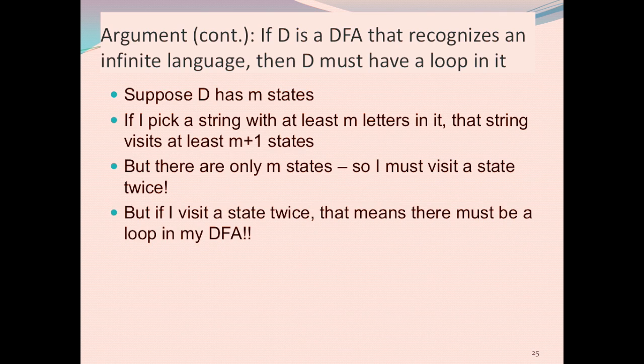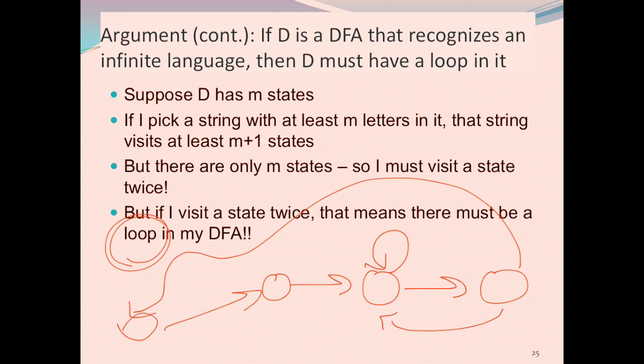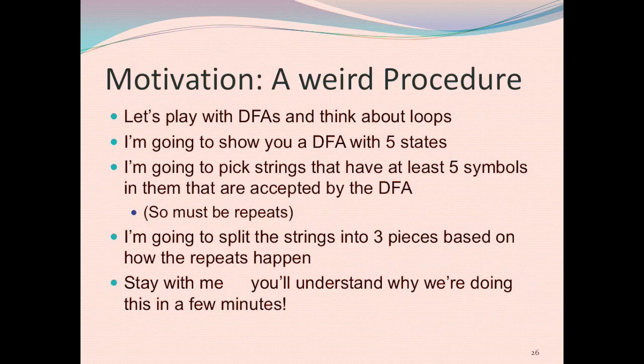But if I visit a state twice, the only way I can do that is if there's some loop in my DFA, right? I mean, the loop might be a loop that's on its own, that takes me back to the same state I was in. It might be a loop that takes me back. It might be a loop that takes me all over the place to here. But somehow there's a path through my DFA that lets me repeat.